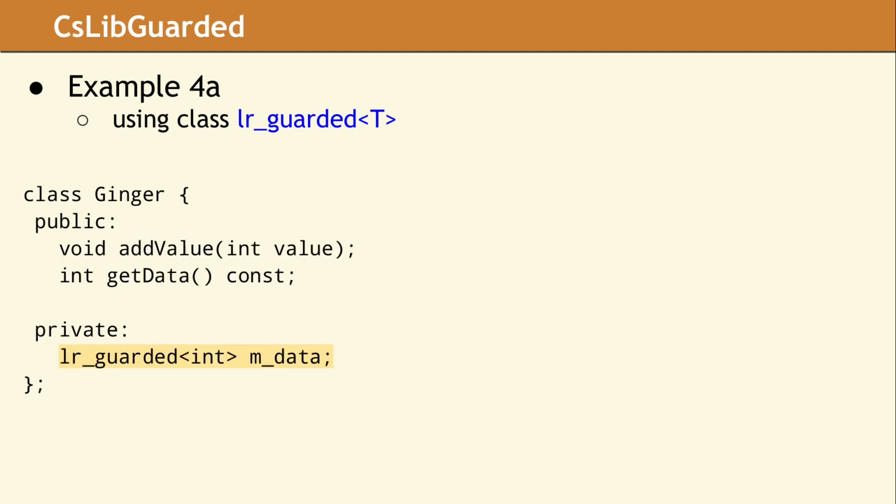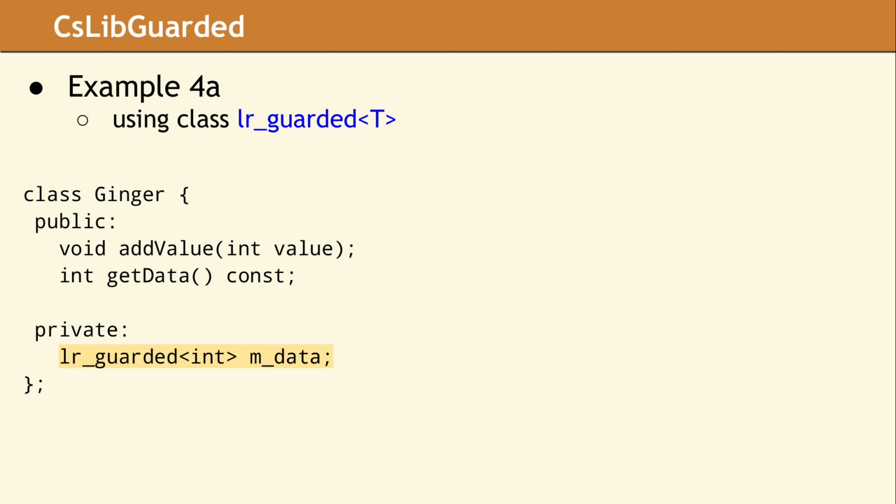There is another class in CsLibGuarded we should consider. This example uses the LRGuarded class, which maintains two copies of the data in Ginger. One copy of the guarded data is used exclusively by the current writer. All readers can simultaneously access the other copy of the guarded data.